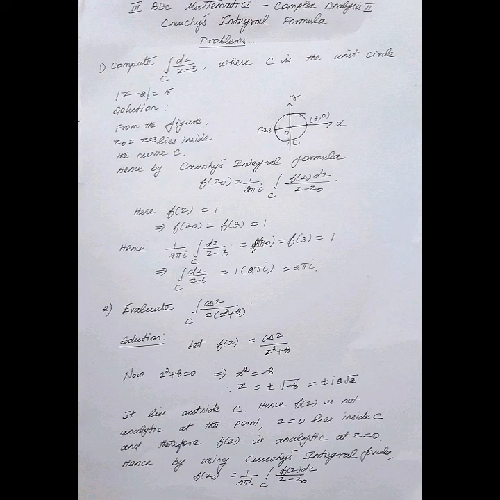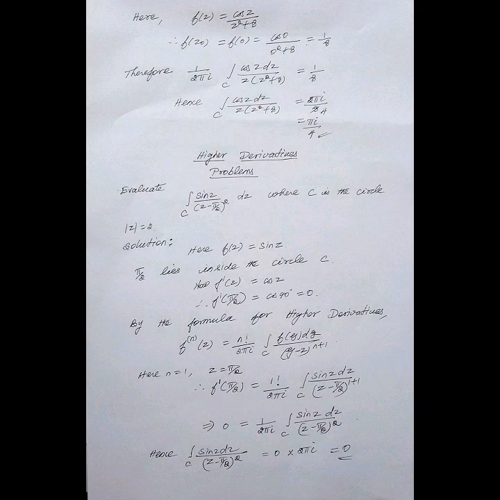You all know Cauchy's integral formula. f of z naught equals 1 by 2 pi i integral over C f of z dz divided by z minus z naught, and therefore 1 by 2 pi i integral over C cos z dz divided by z into z square plus 8 is f of z naught, that is f of 0, that is equal to cos 0 divided by 0 square plus 8, that means cos 0 is 1, therefore 1 by 8.